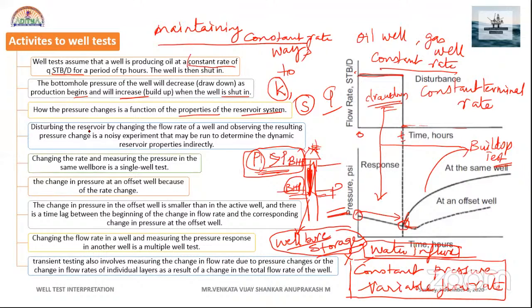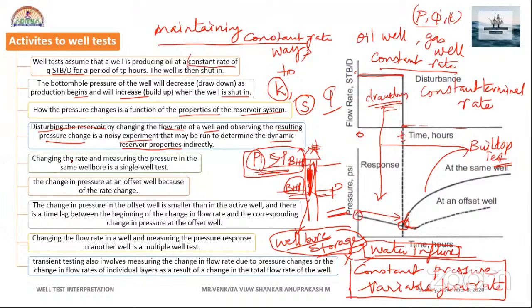So disturbing the reservoir by changing the flow rate of a well and observing the resulting pressure change is a noisy experiment, by which we can observe the dynamic reservoir properties indirectly. So what are the three main important things that we can obtain? That is your pressure, flow rate and time. But pressure and flow rate are measured with respect to time.